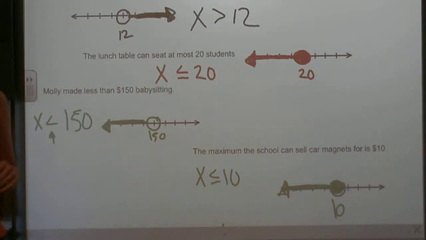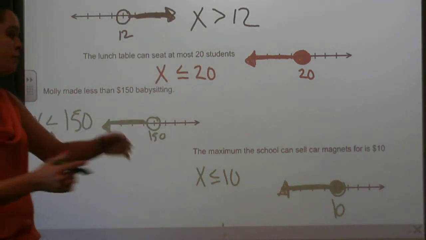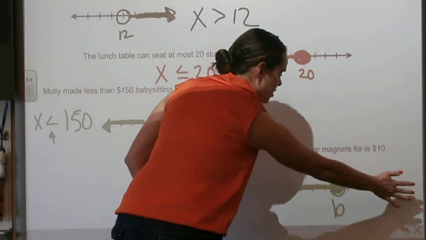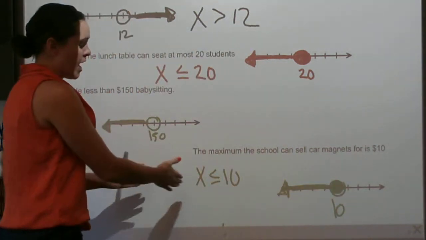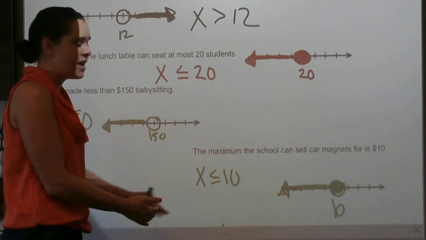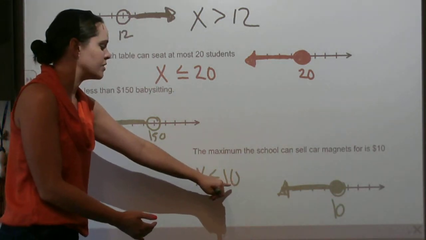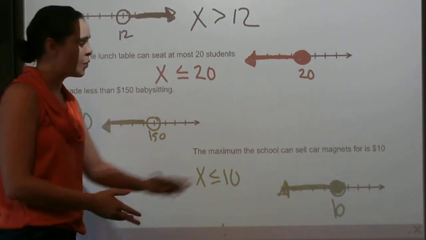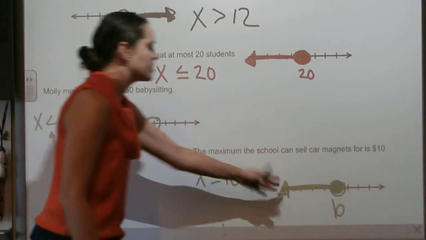If we went the other way, that would be saying that our value for X could be greater than 10, and it can't. We can't sell the magnets for anything more than $10. So we have to represent numbers less than 10.